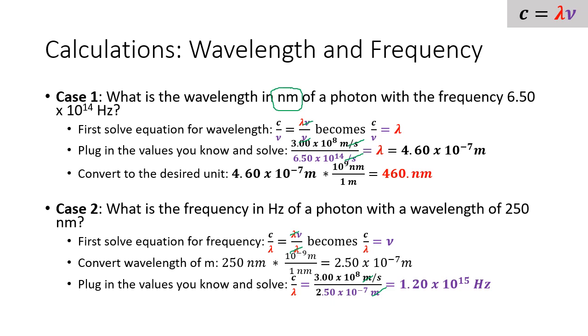Yeah. So things to notice about this. You always are going to have to do some kind of unit conversion because we like to talk about wavelengths of light in nanometers, but our c equals lambda nu is in SI units, which is meters per second. So you just anticipate the conversion and you'll be fine.